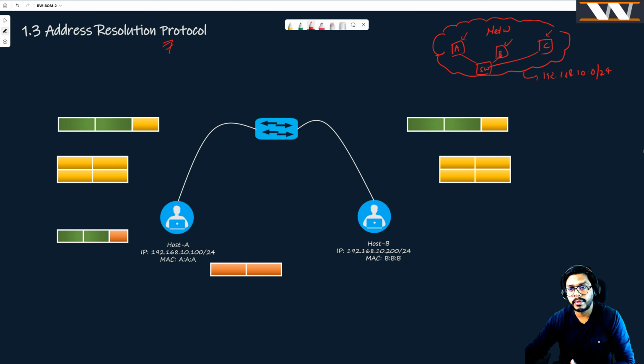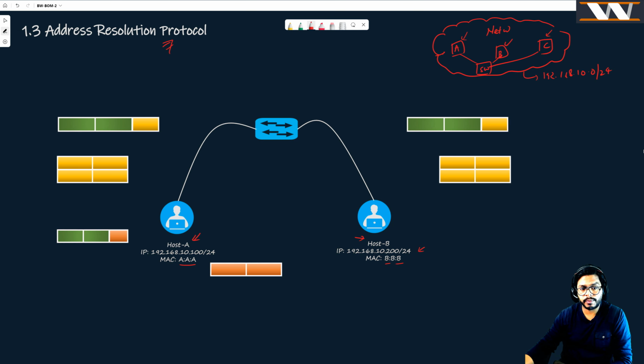But do you see a problem here, right? How are these things going to start? So that is why I have taken an example that we have 2 hosts, host A and host B. The IP address of host A is 192.168.10.100 and the MAC address is A:A:A. The IP address of host B is 192.168.10.200 and the MAC address is B:B:B. It is as simple as that, right?